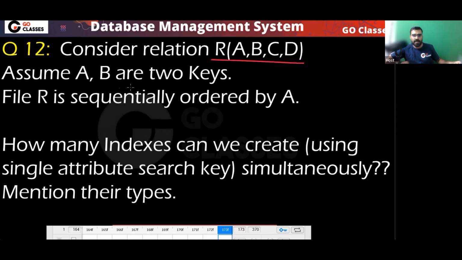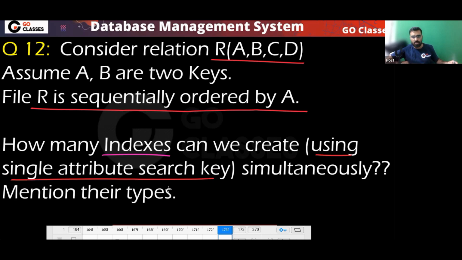Your relation R has two keys, A and B, and it is sequentially ordered by A. Now the question is asking: how many indexes can we create using a single attribute search key? On a single attribute, how many indexes can we create simultaneously, and mention their types.